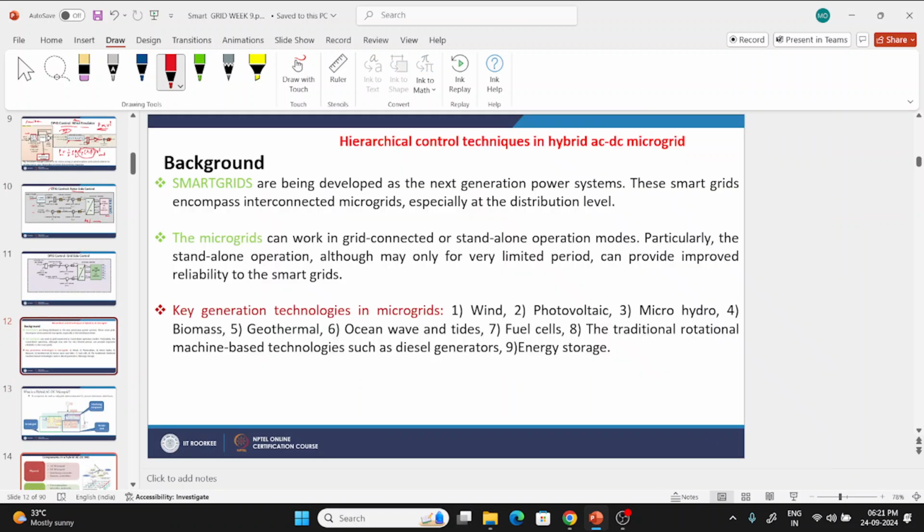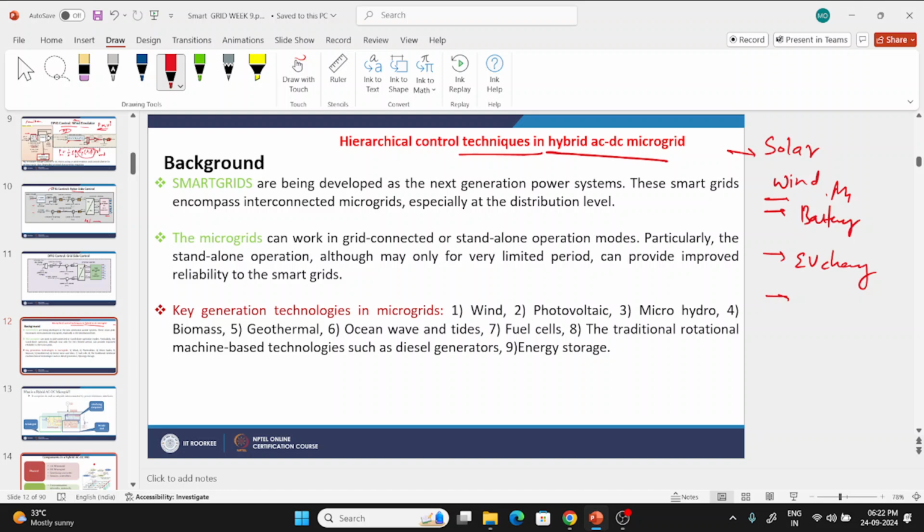Now coming to the most important thing here, which is the hierarchical control in a hybrid AC DC microgrid. Okay, because in the starting I told you we will discuss in brief about solar, then wind, then battery management system. After this, I will discuss in detail how the battery management system works. Then we will talk about EV charging, and we will talk about the microgrid just in this slide.